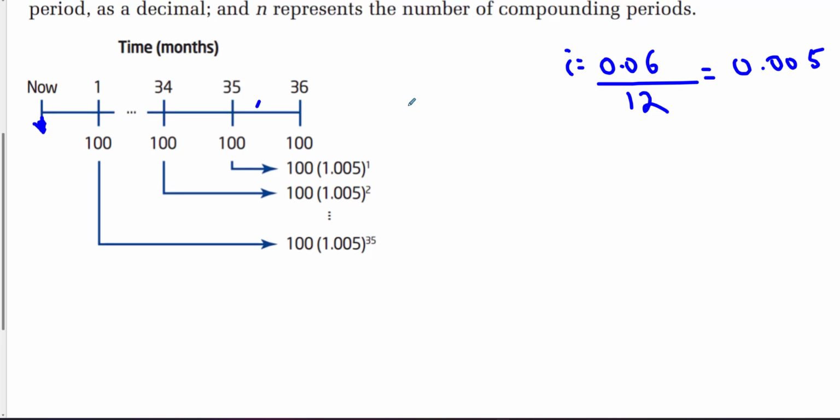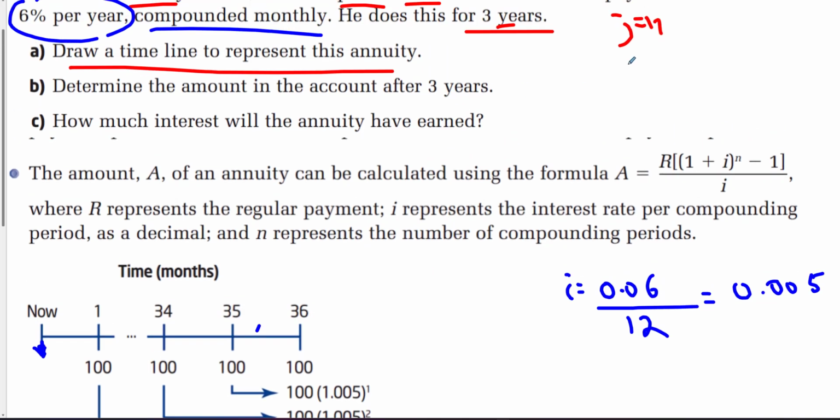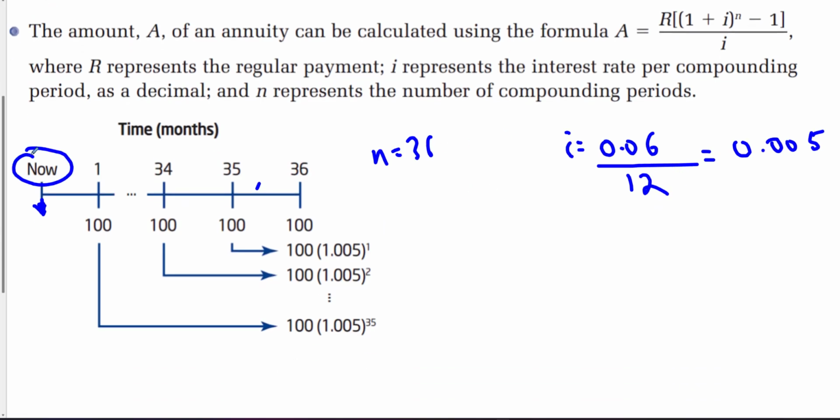You have your n value of, in this case, 3 times 12. So n is 36. You always start with a 0 as your initial timeline, and then you start counting: 1, 2, 3, 4, 5, 6, all the way up to 36.